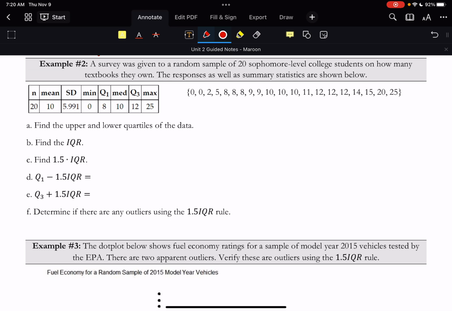So first thing I need to do is find my upper and my lower quartiles. These are given to me, so I have Q3 and Q1. I know Q1 is 8, and I know that Q3 is 12.